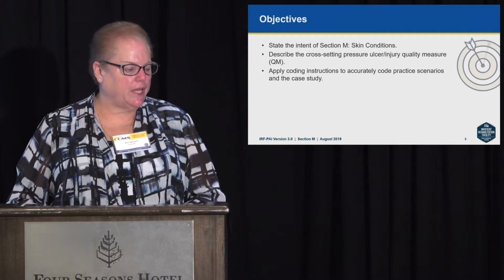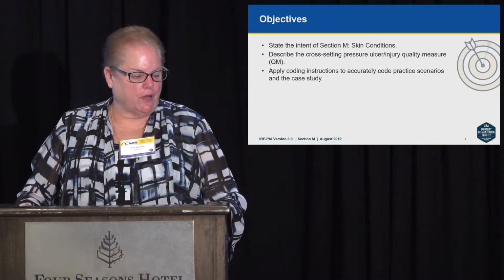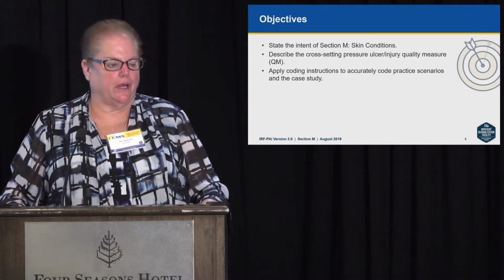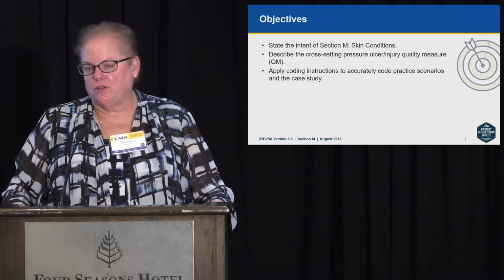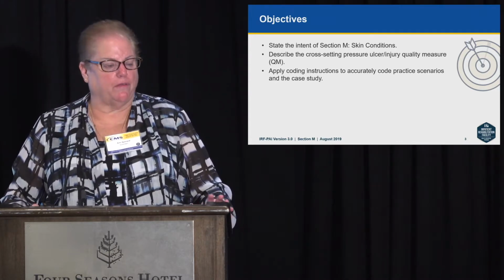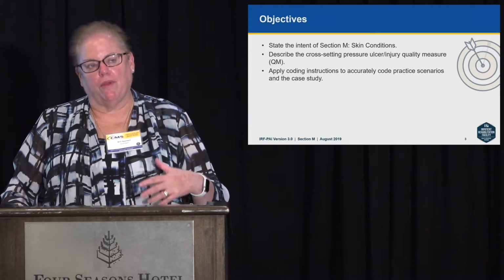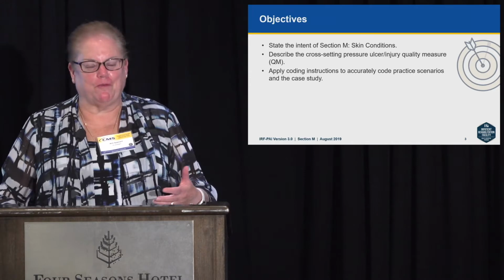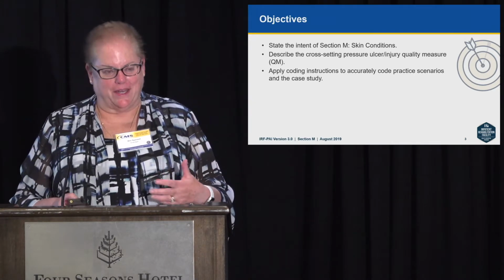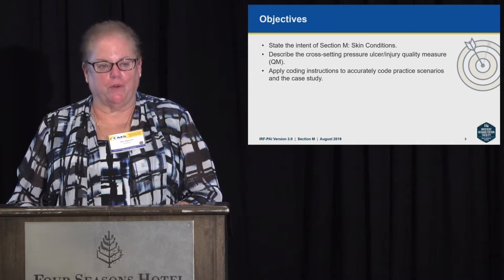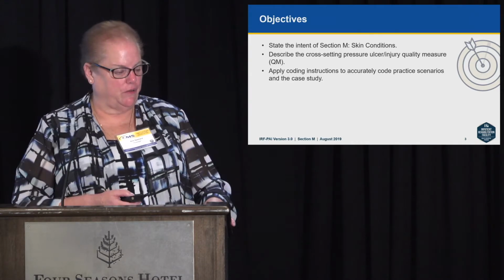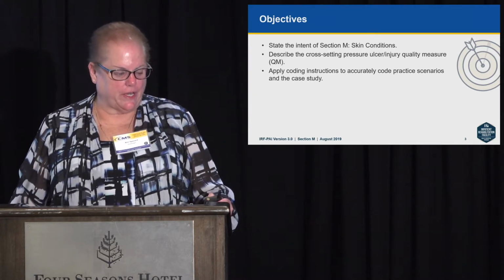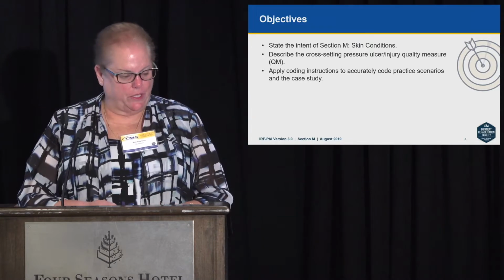All right, the objective today is we're going to describe the cross-setting pressure ulcer injury quality measures. I know we've taught on this in the past, but there tends to be continued questions, not only in the IRF setting, but in all of the healthcare settings around this. Sometimes people want to accept the answers or the suggestions we've put forward on how to code these. So we keep getting a lot of the same repeat questions, and I'll try to address some of those as I go through today. We hope to have everyone applying the coding instructions accurately and working with the coding scenarios.